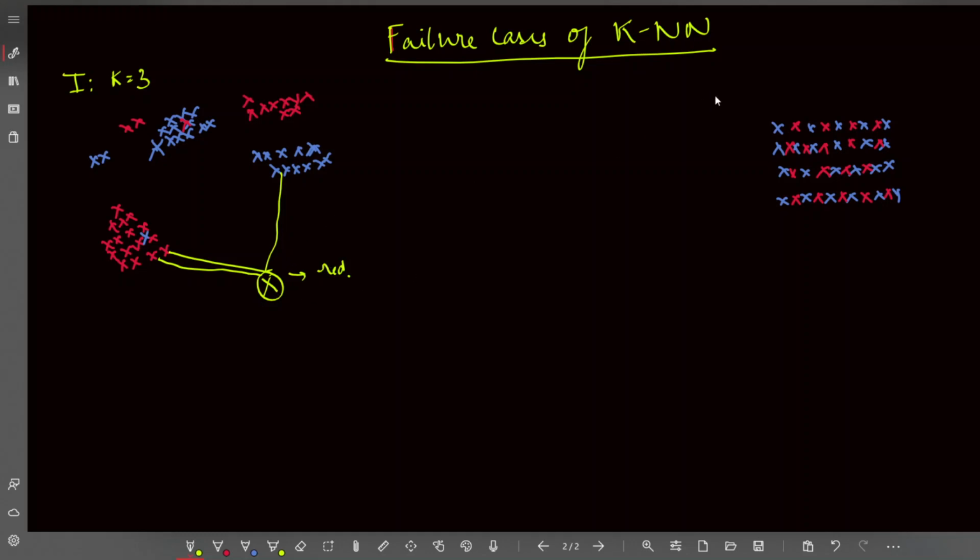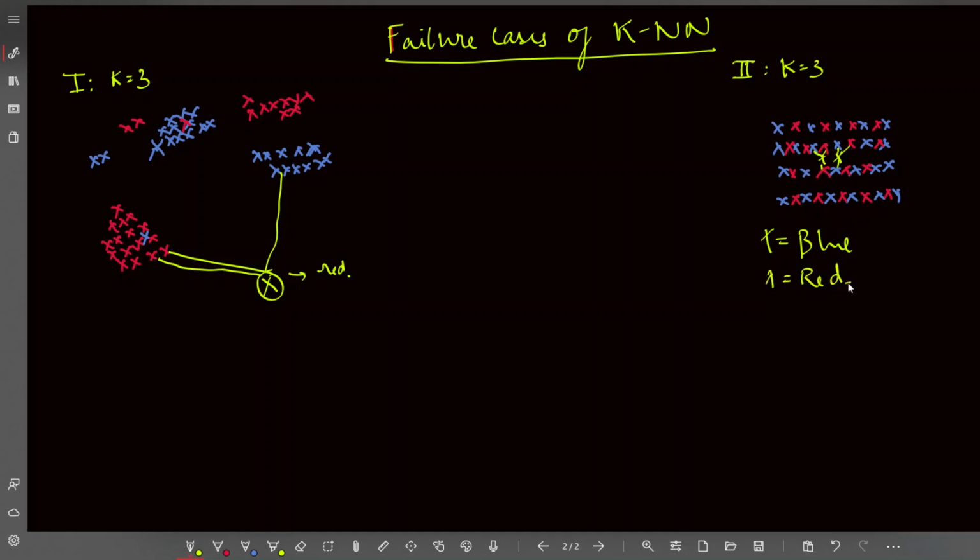The second case where it fails, again this is k equal to 3, is in a case like this, where all your data points are jumbled, they are just all cramped in together. There's reds, there's blue, there's everything everywhere. In this case, if I have x over here and if I take the three nearest data points, I can get blue. I can get the value of x as equal to blue. Okay. If I move x even a little bit to the left or the right, if I move it here, I'll get the value of x as red.